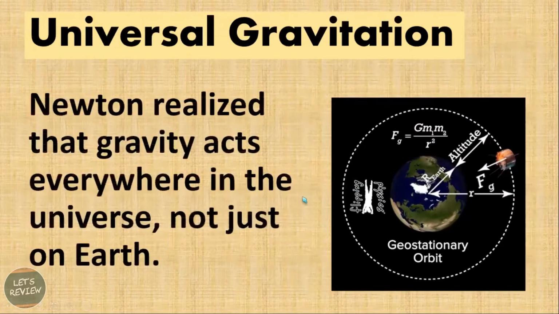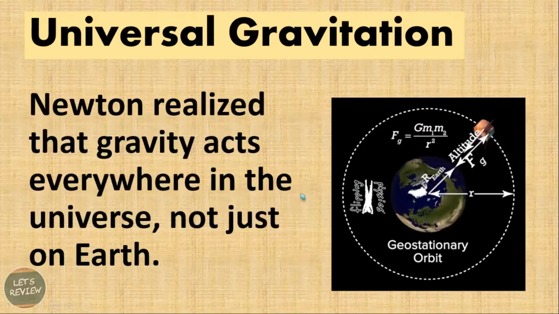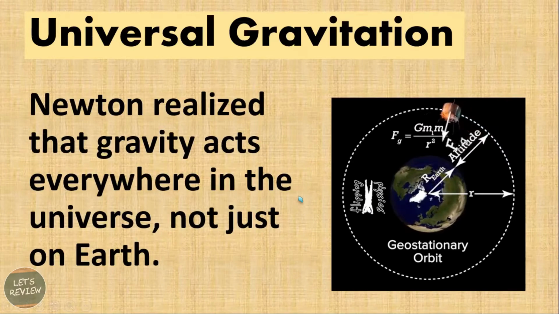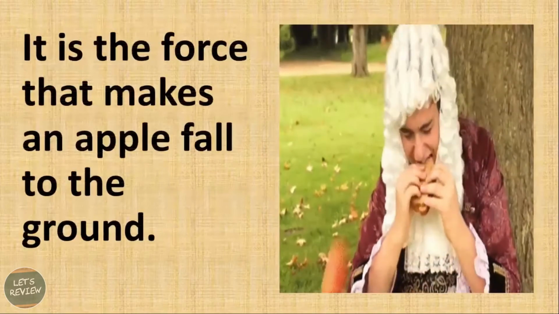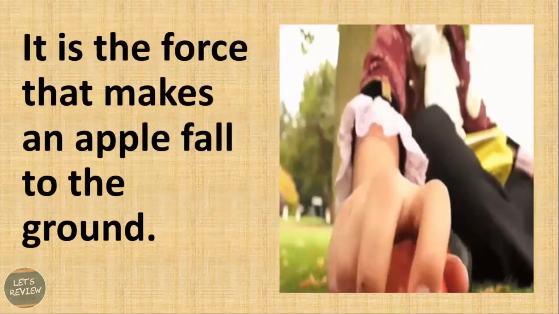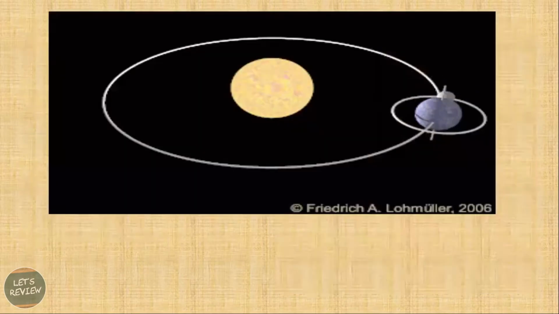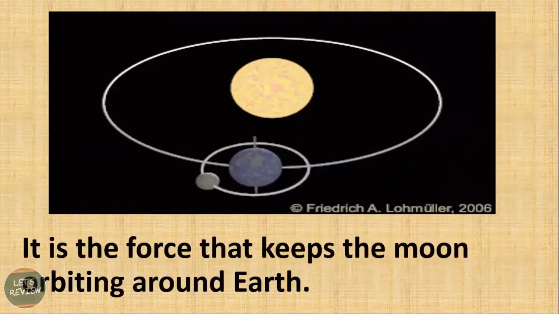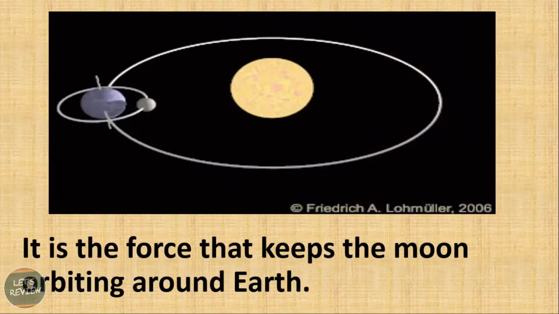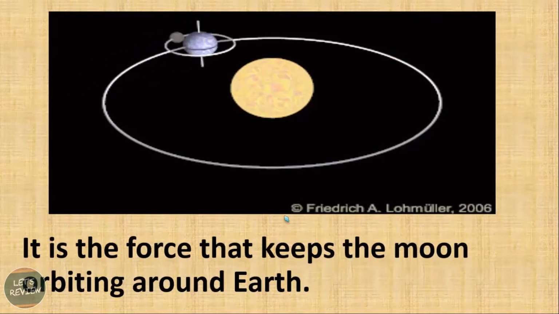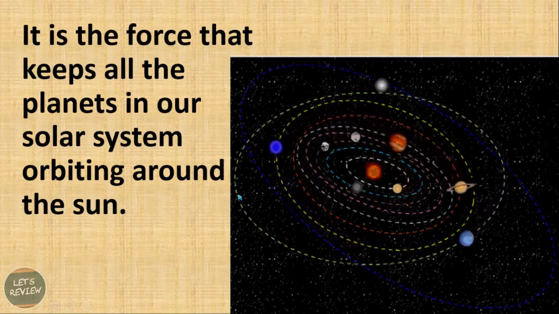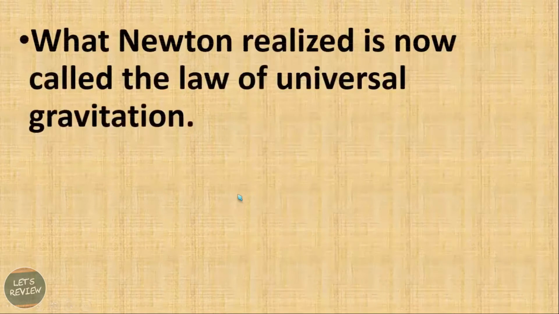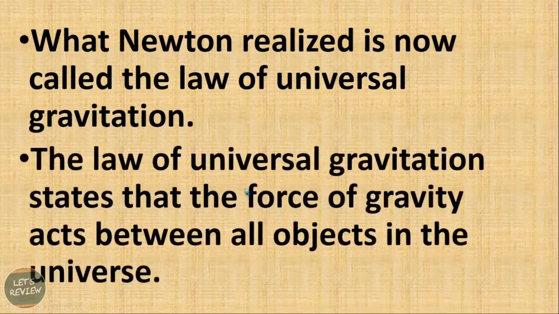In the Universal Gravitational Force, Newton realized that gravity acts everywhere in the universe, not just here on Earth. It's everywhere in our universe. It is the kind of force that makes an apple fall to the ground. Remember the story about the discovery of this gravitational force. It is also the force that keeps the moon orbiting around the Earth, and the Earth orbiting around the sun. It is the force that keeps all the planets in our solar system orbiting around the sun, like what I told you before. What Newton realized is now called the law of universal gravitation.